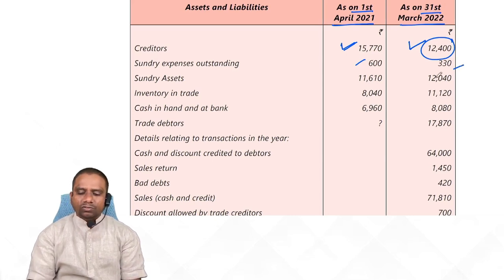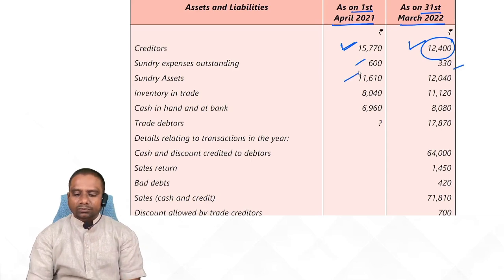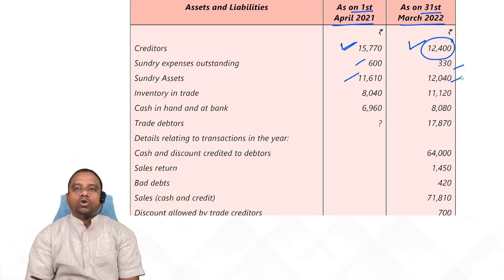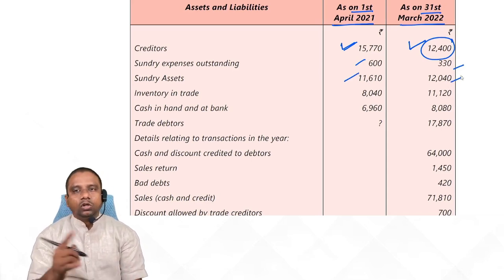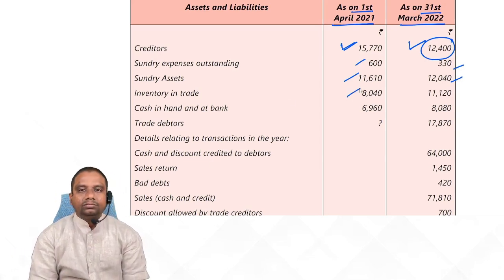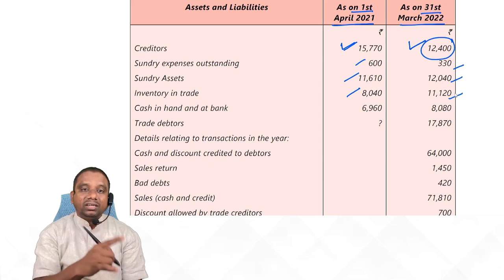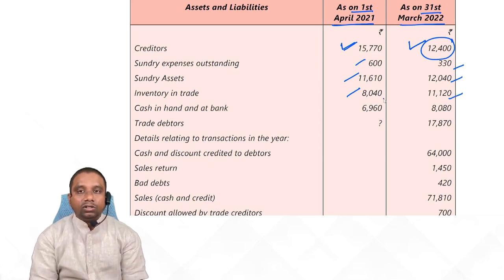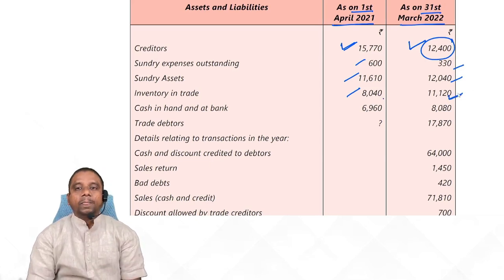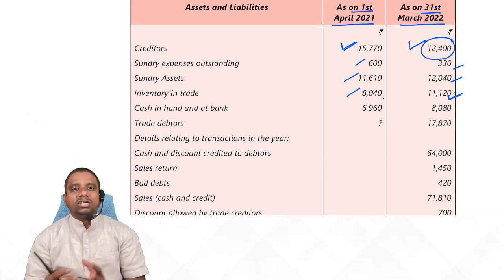Yes or no? So we have certain adjustment for this. Don't forget. Sundry assets 11,610, 12,040. Opening balance sheet 11,610, closing balance sheet 12,040. Inventory in trade. Opening balance sheet 8,040, closing balance sheet 11,120. At the same time, trading account debit side 8,040, trading account credit side 11,120. So almost every information we are taking to two places to remember.